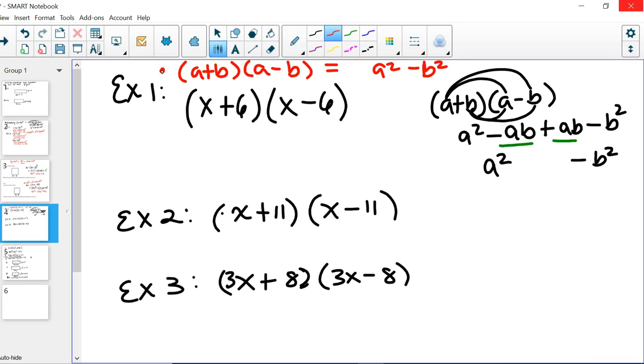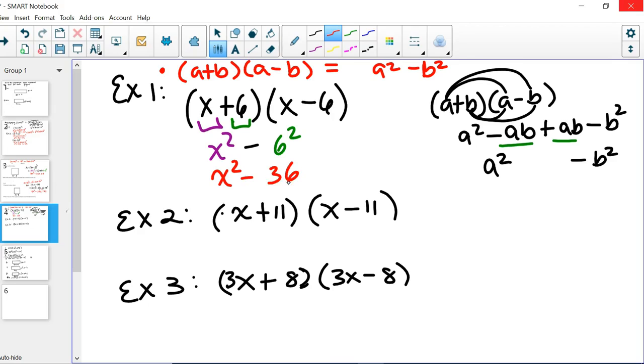Alright, so let's go ahead and do some examples. So we have x plus 6 times x minus 6. That will equal my first term, x squared, minus my second term, b squared. Because we have the same terms, all we have to do is use the product. So we don't even have to multiply it out. We can just remember it. So it'll be equal to x squared minus 6 squared. So my final answer will be x squared minus 36.